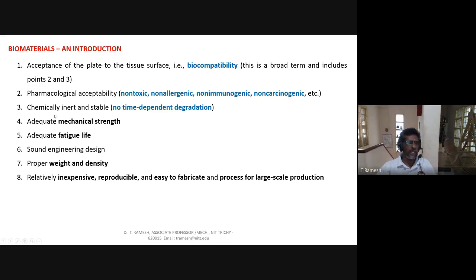It should have adequate mechanical strength. Suppose your bone has a tensile strength of, say, 120 to 140 MPa, then your bio implants should have an equivalent or slightly higher mechanical strength, so that appropriate transfer of load from one bone to the other is taken care of by the bio implants. Similarly, adequate fatigue life is required. Before introducing any bio implants, they should be thoroughly tested under fatigue, and the life of the material under fatigue should be predicted.